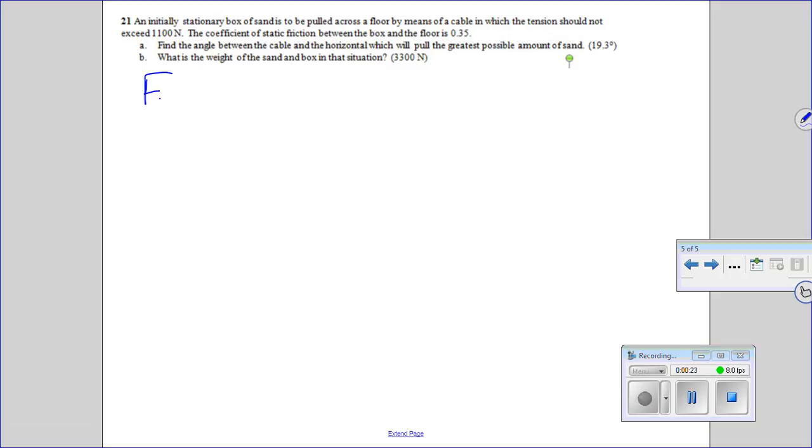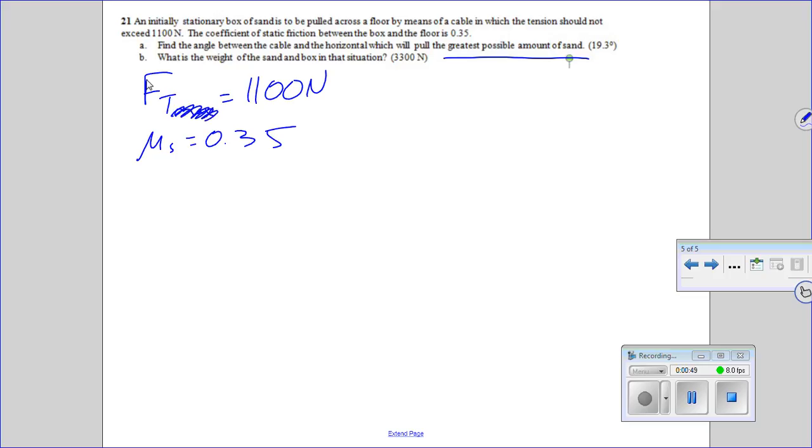So our maximum force of tension is going to be 1100 newtons. We're probably just going to call this FT. We're just going to assume that the tension is 1100 newtons and go from there. We know that our coefficient of static friction is 0.35. Part A says find the angle between the cable and the horizontal which will pull the greatest possible amount of sand. So we're trying to maximize the mass that we can pull.